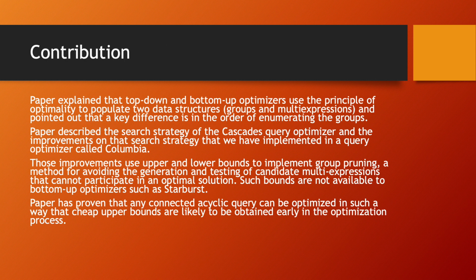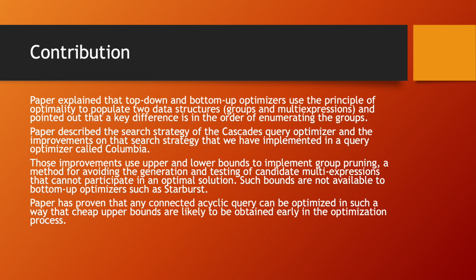Looking at the contributions of this paper, the paper explained that top-down and bottom-up optimizers use the principle of optimality to populate two data structures, and pointed out that a key difference is in the order of enumerating the groups. The paper described the search strategy of the Cascades query optimizer and the improvements on the search strategy that we have implemented in a query optimizer called Columbia.